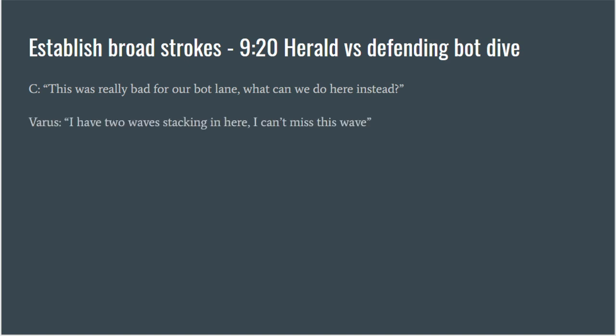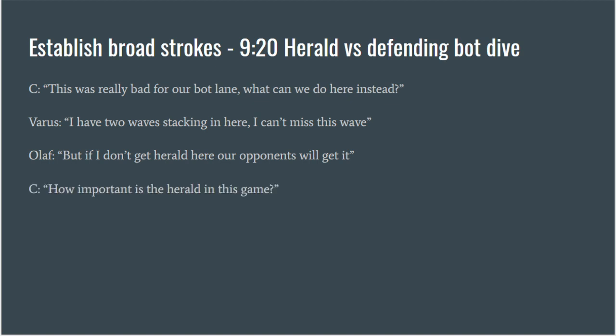The AD carry in this case says, I have 2 waves here, I can't miss this wave. And this is where the stakes and the dynamic is set up, right? And the jungler says, but if I don't get Herald here, our opponents will get it. Now, this is where you need to be able to identify what is the crux of the decision, which is how important is Herald in this game, and then the players can continue to debate it out. They can look at the scenarios. You can pitch some hypotheticals as well within this, and they can discuss this further and further, right?